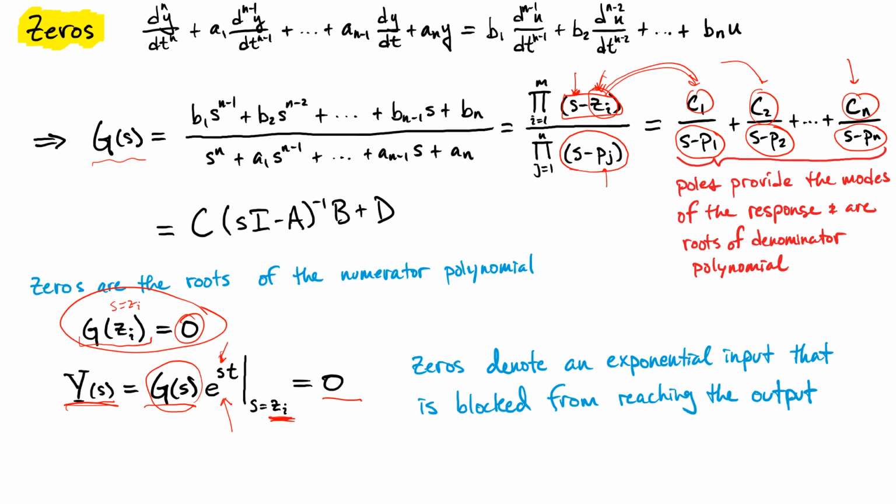So you inject some sort of exponential input. It could be a normal exponential input. It could be some sort of complex exponential input. It could be a step input, but the effect of that input doesn't reach the output because the output is 0. And so that's part of the reason why it's called a 0 of the transfer function.